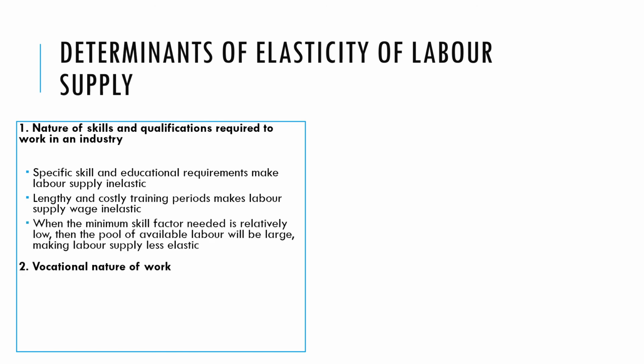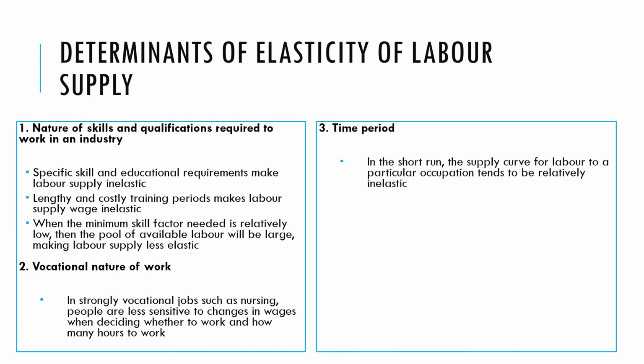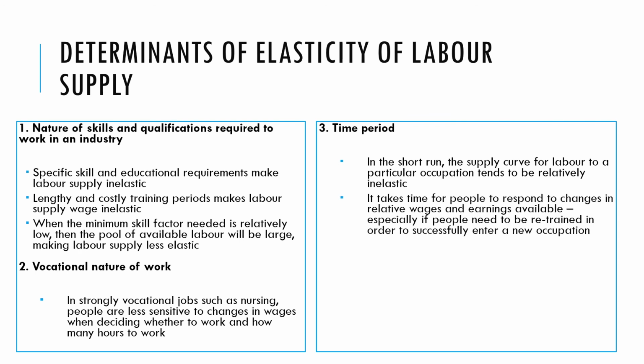A second one would be the vocational nature of the work. People in nursing, perhaps even teaching, tend to be less sensitive to changes in wages when deciding whether to work and how many hours to work. So again, with a strongly vocational job, the supply curve for labour will tend to be more wage inelastic. Lastly, the time period. In the short run, as always, the supply curve tends to be more inelastic, and in the long run it tends to be more elastic.